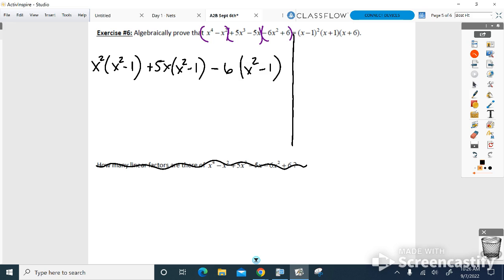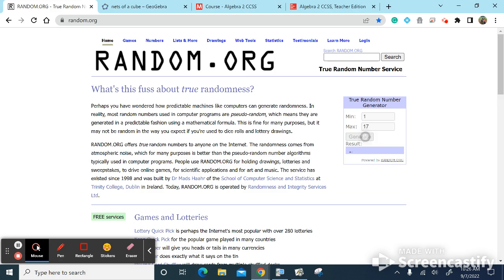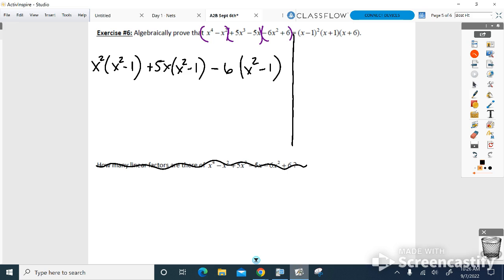Any issues? I'm going to take it a little slower now. I don't care that there's 3 groupings instead of 2. Rules still the same. What's the same in all 3 here? Yeah, x squared minus 1. Take it out. So then x, 1. All right, we're good.